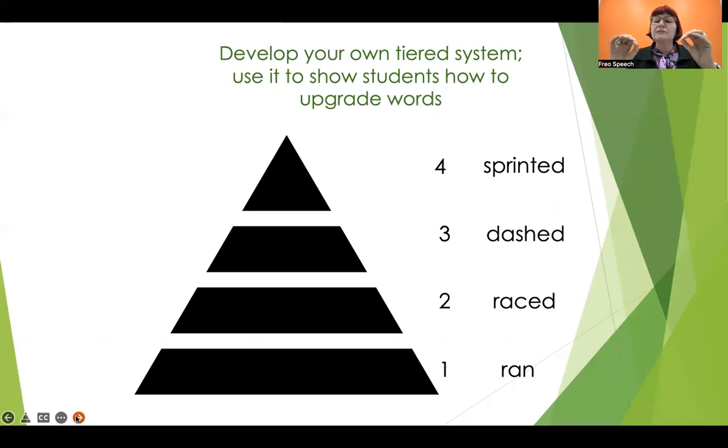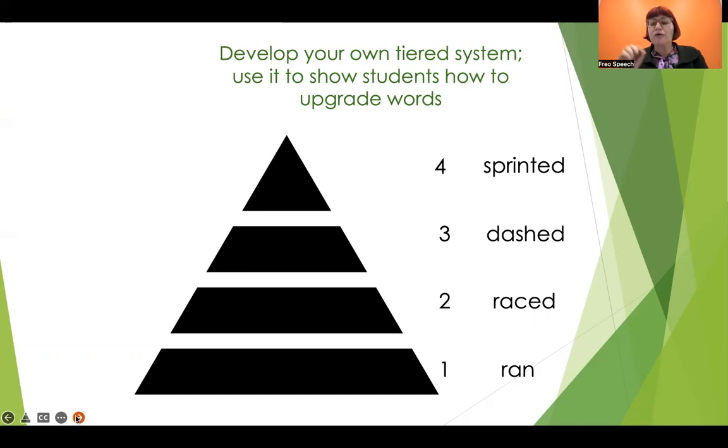So in order to make the tiered system more functional to teach writing, I've suggested that we look at increasing the specificity and the complexity of the verbs as they move from 1 up to 4 or 3, doesn't really matter. And I've just done ran, raced, dashed, sprinted. In my mind, they get more and more specific and a bit more dynamic, from ran to raced, from raced to dashed, from dashed to sprinted.